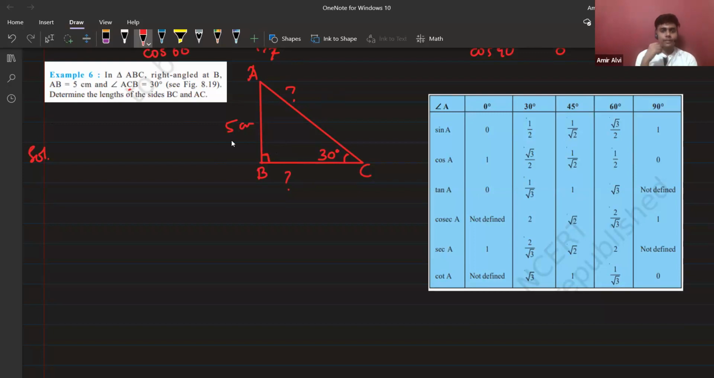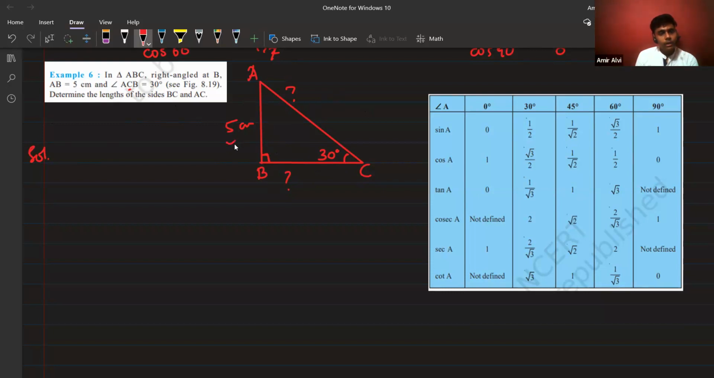We have only one side at this point of time. If two sides are already given, we can calculate the third side using Pythagoras. So first, we will write what we have to find: the value of BC. At this point of time, we have angle 30.